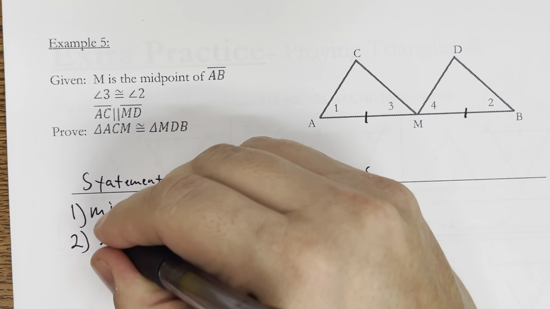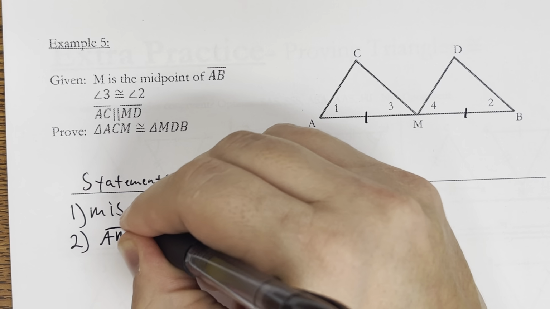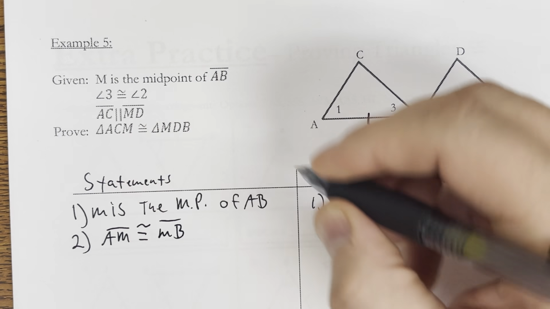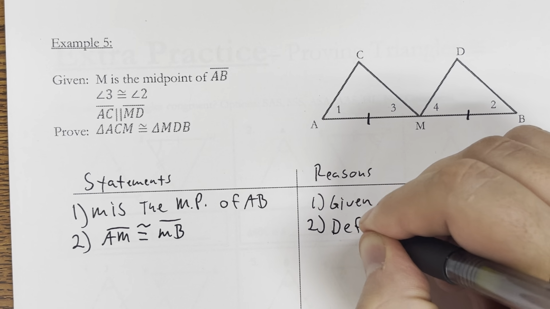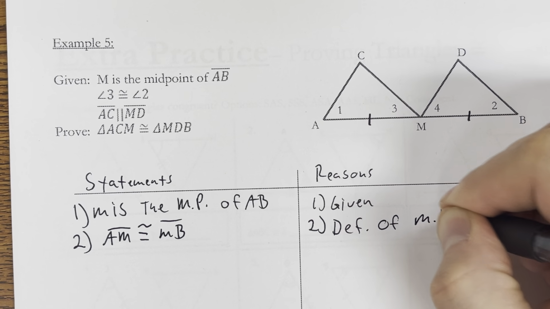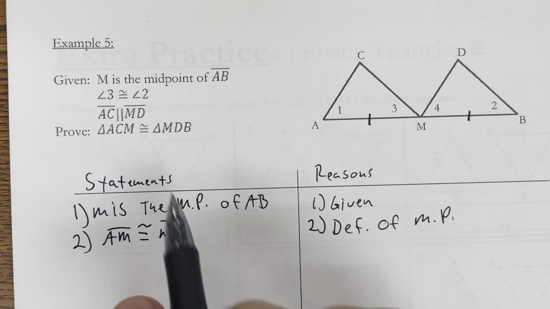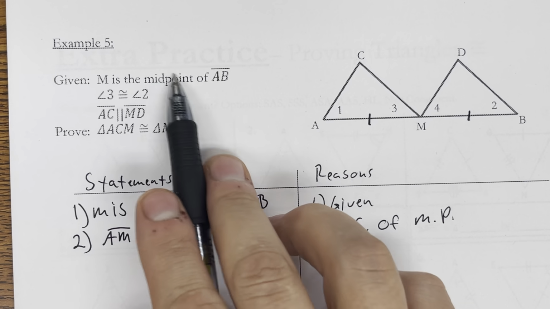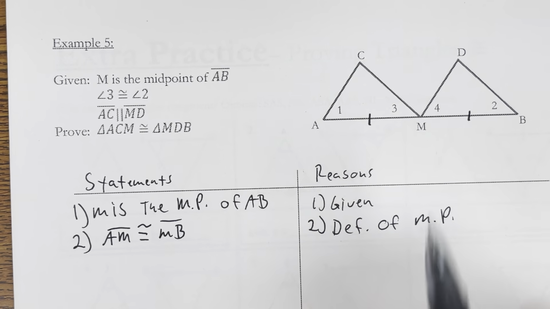Okay? So AM is congruent to MB. We used the definition of midpoint. Now I can go to my next given. If it's a keyword, use it. If it's just congruent angles, move on to the next.